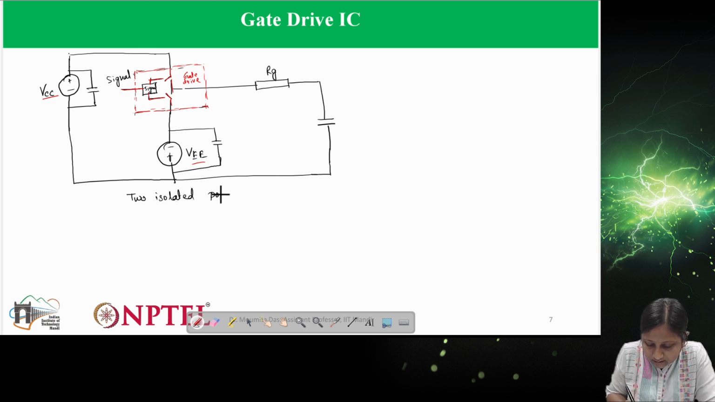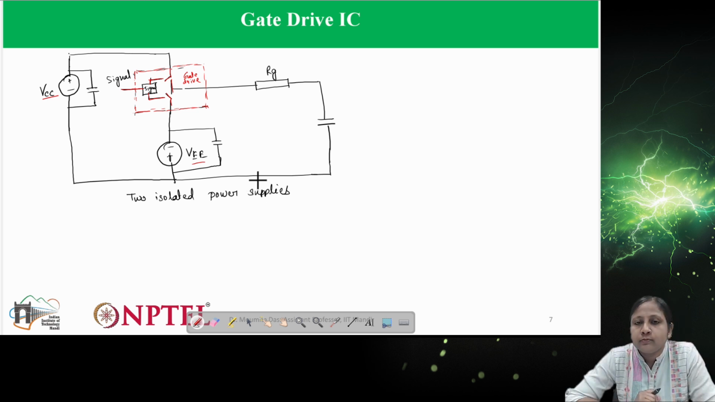Power supplies based gate drive. Now we can have one isolated power supply. If it is only one switch, then we can think of a non-isolated voltage regulator. So different things can be connected.